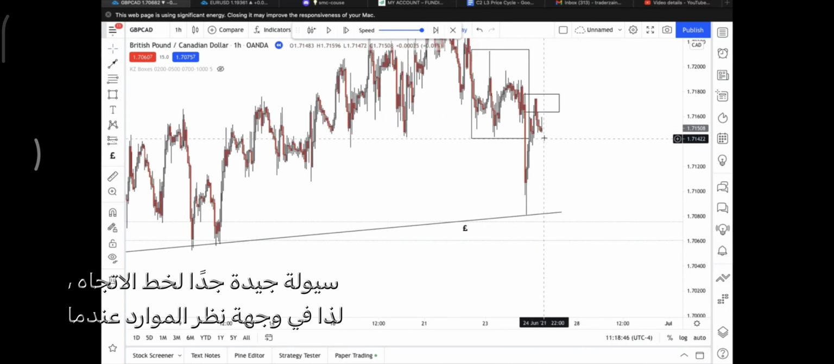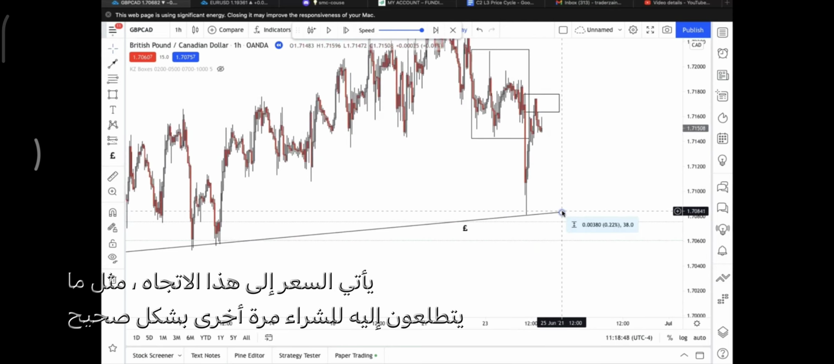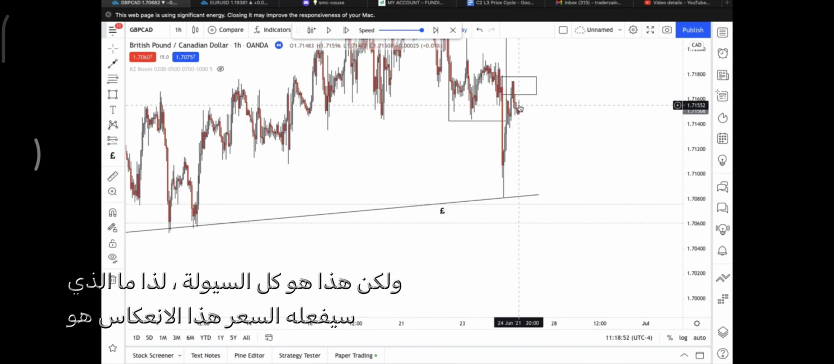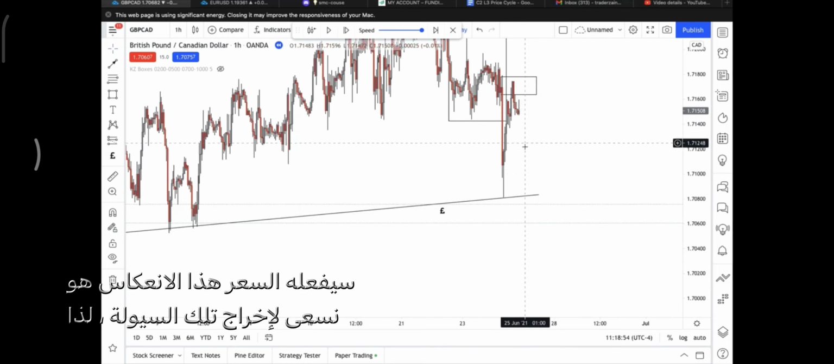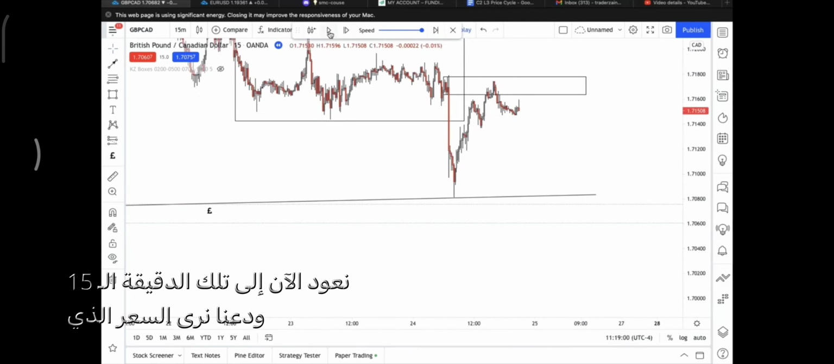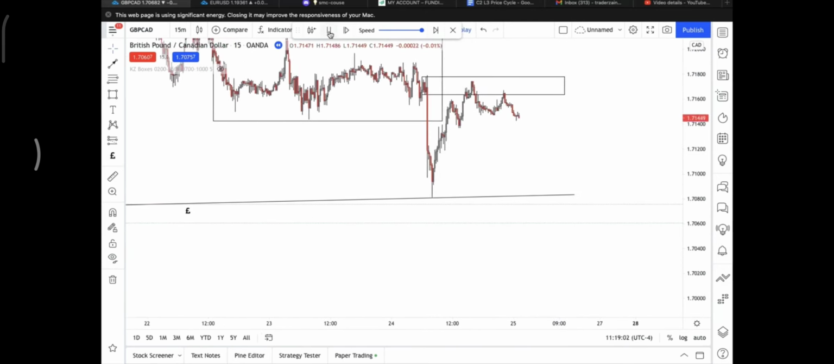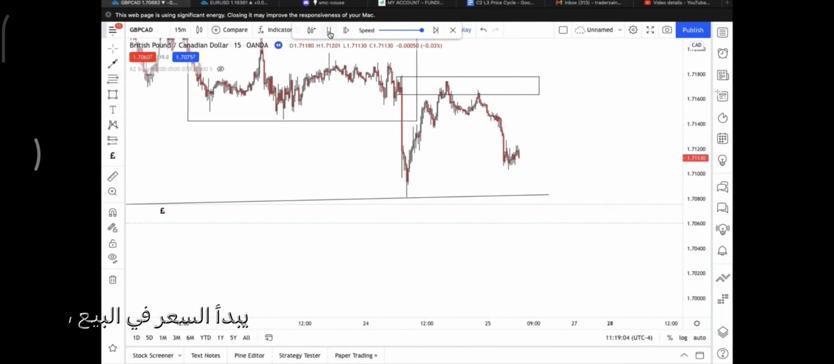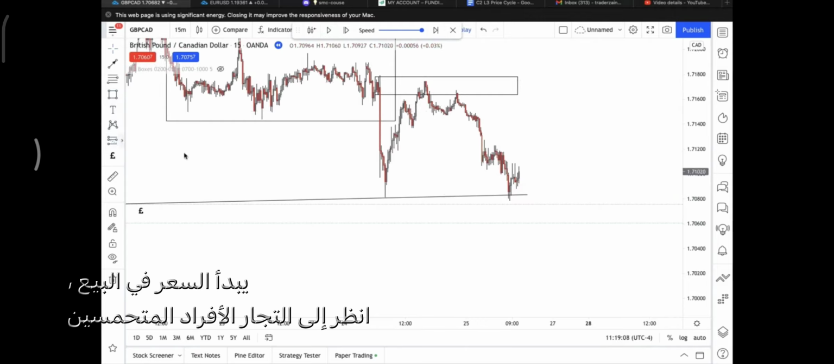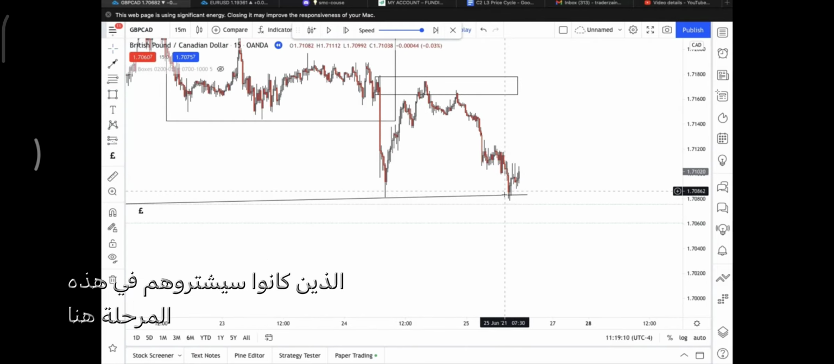So in a retail's point of view, when price comes to this trend line, what are they looking to do? Buy up again, right? But this is all liquidity. So what's price going to do? That reversal is going to seek to take out that liquidity. So now we head back to that 15-minute and let's see what price does. Price starts to sell off. Look, it gets the retail traders excited. Retail traders would have bought at this point over here.